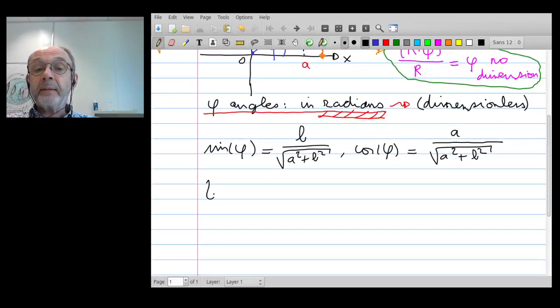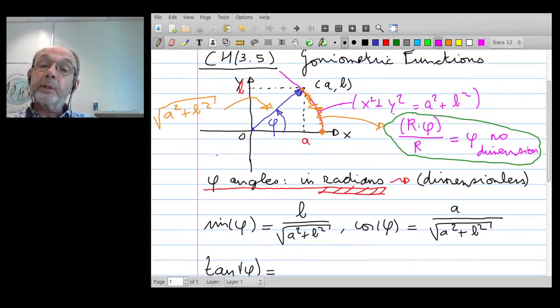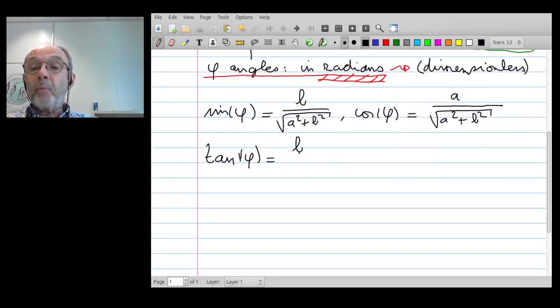And then you can also define the tangent. The tangent is in a certain sense the direction coefficient of the line going to that point AB, and the direction coefficient you get by dividing the part in the y direction by the part in the x direction, so b divided by a. And look, if you use the sine and the cosine, here is nothing else than the sine of the angle divided by the cosine of the angle.